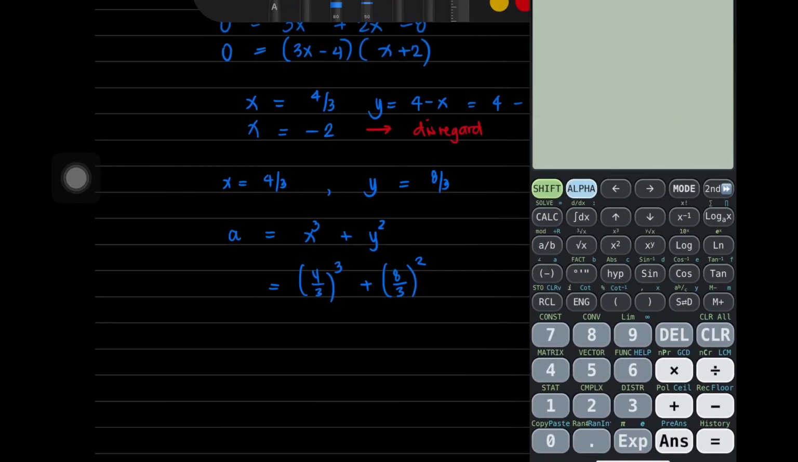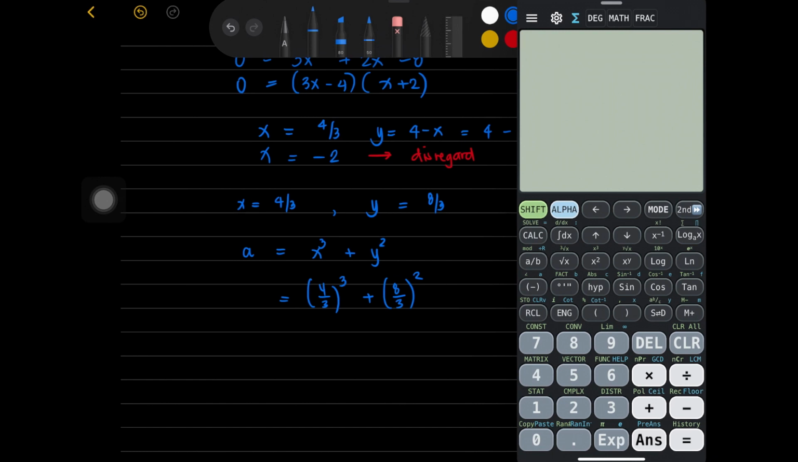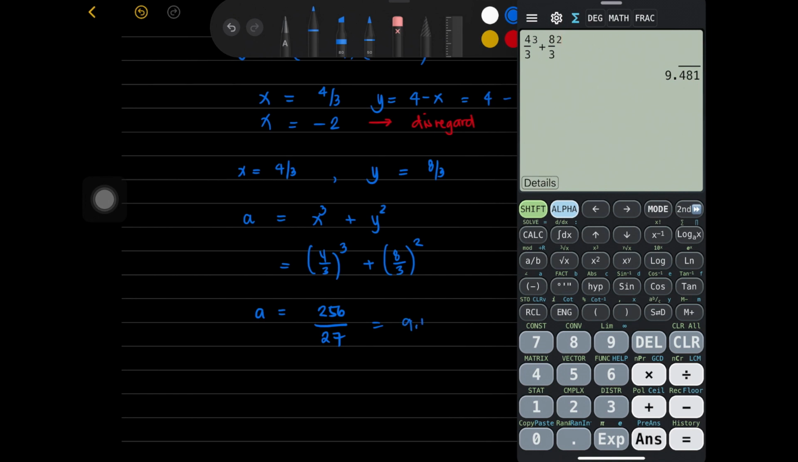And bringing out our calculator here to solve for the value of A, we have 4 over 3 raised to the power of 3 plus 8 over 3 raised to the power of 2. Alright, so the value of A is now equal to 256 over 27, or in decimal form, that is equal to 9.481.